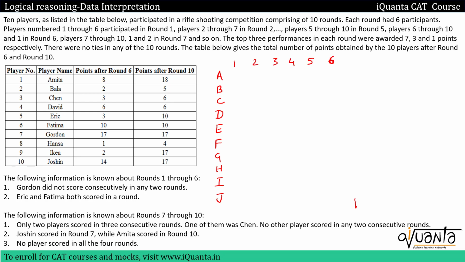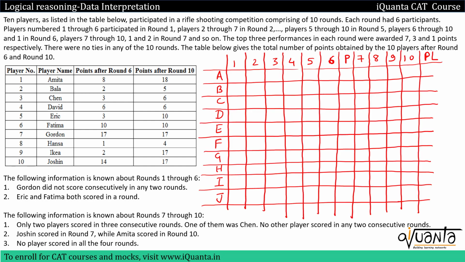Now after round 6, I have been given the points of all these players, so I'll write P over here, that means points after round 6. Then we'll have rounds 7, 8, 9, 10, and at last points after round 10. So that will also be mentioned with P. Or let me write PL, that means last points. So this will be our table. I have related all the players and rounds.